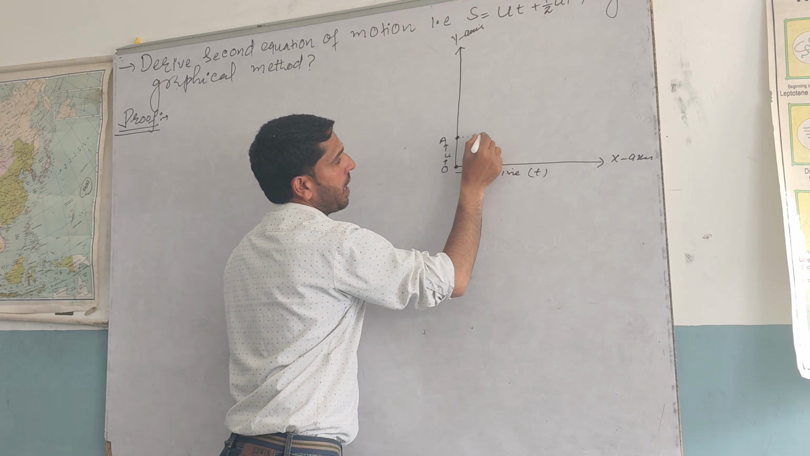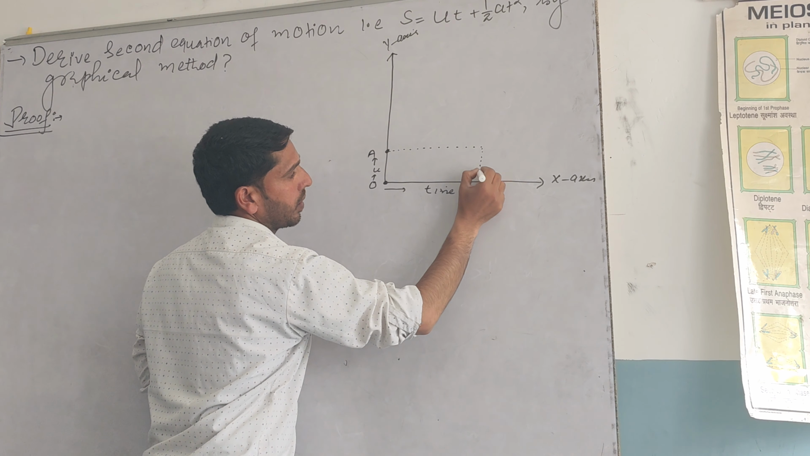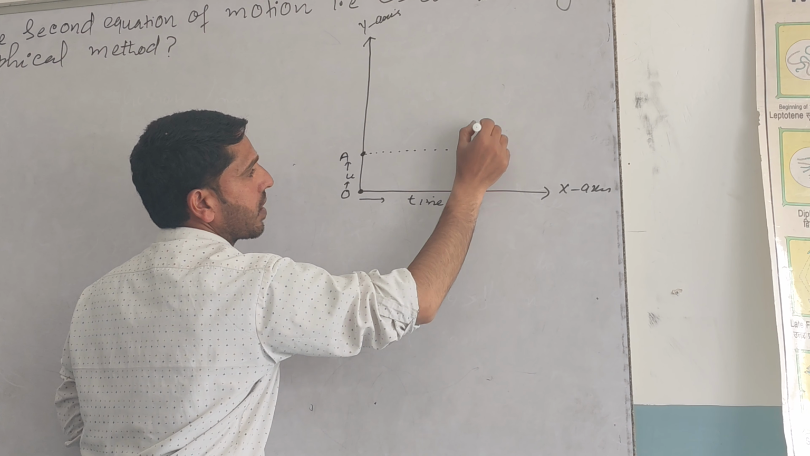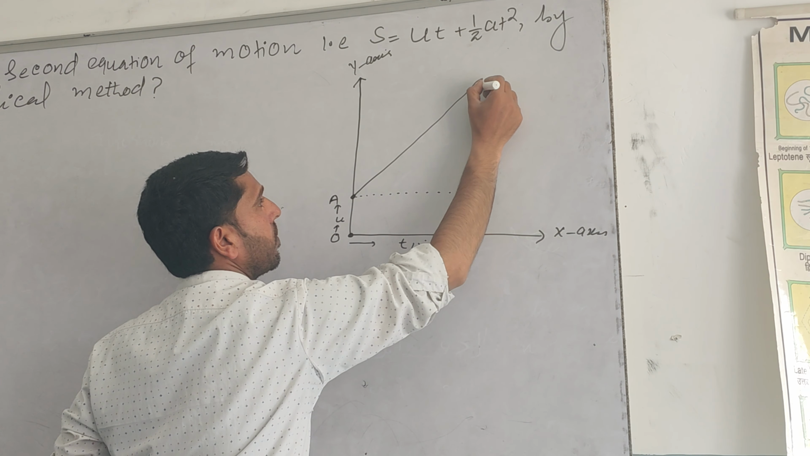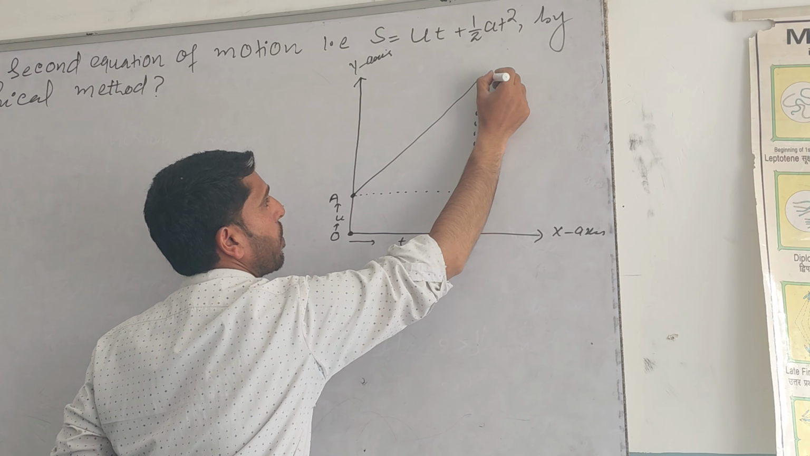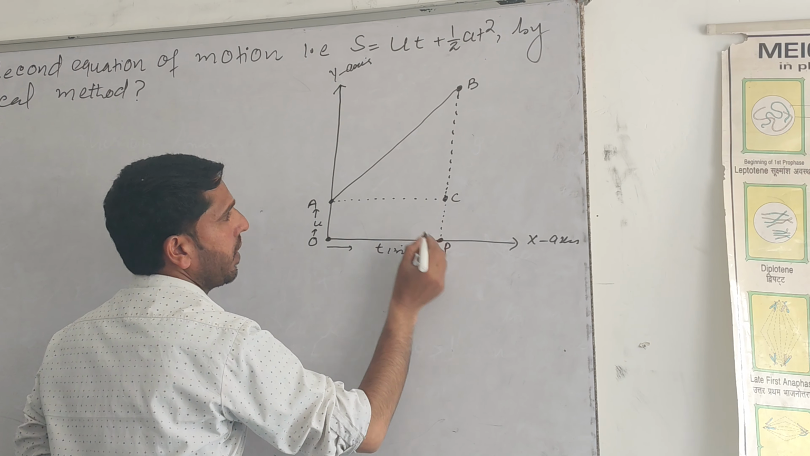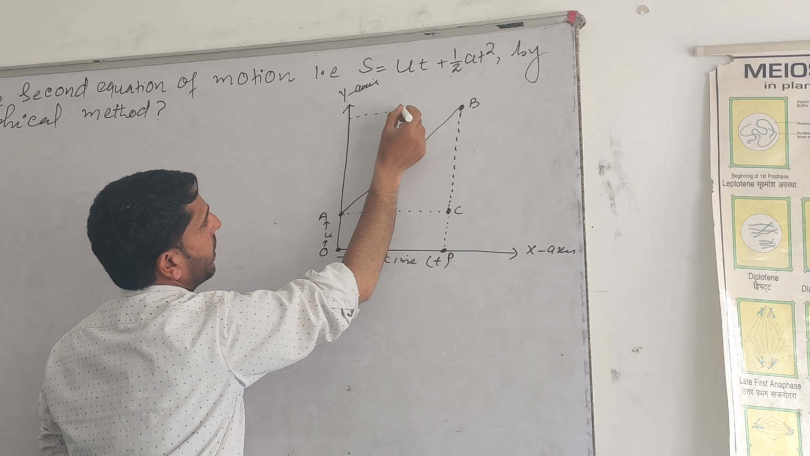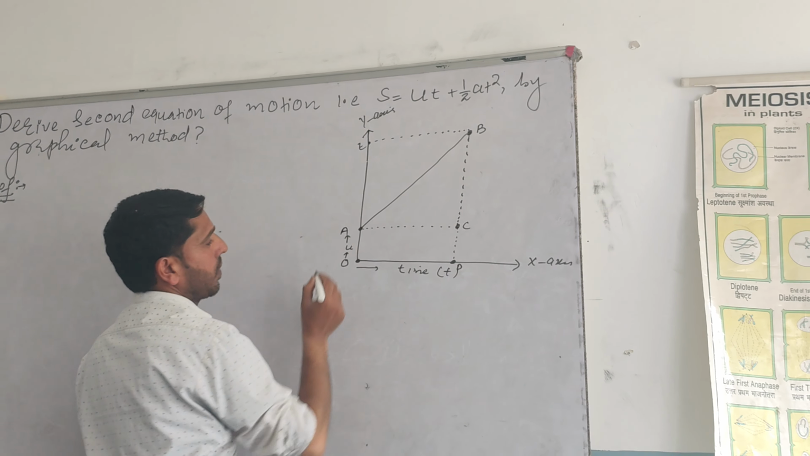And we will take an imaginary line here. This is the imaginary line. Here we will extend it like this, and we will join this point and this point. We will name this point B. This will be point C. Here we will also draw another imaginary line, and we will name this point D.